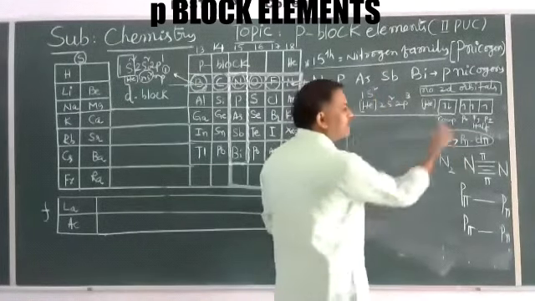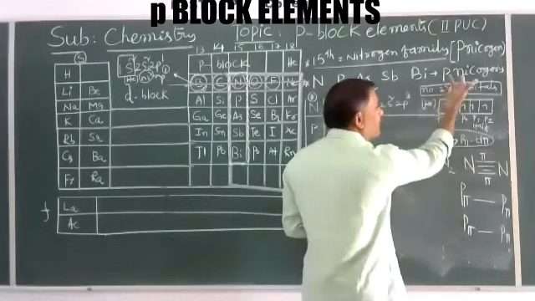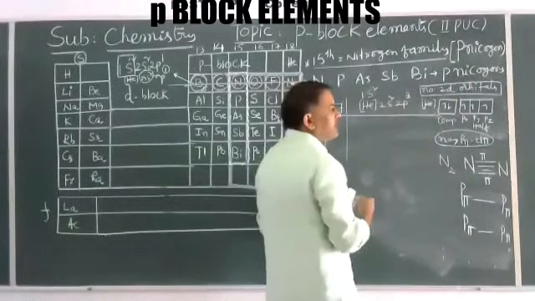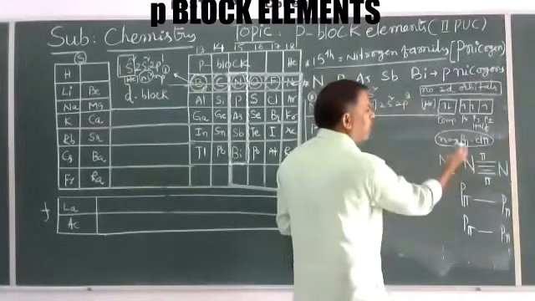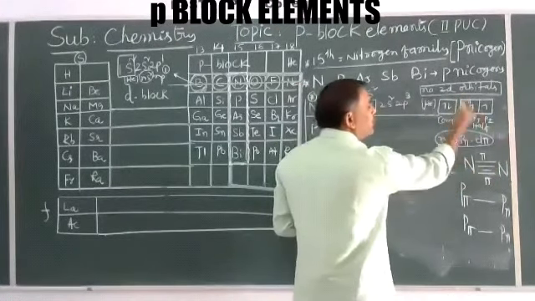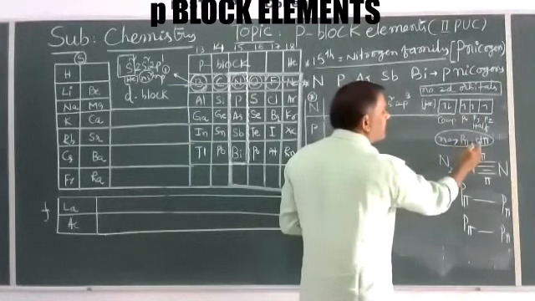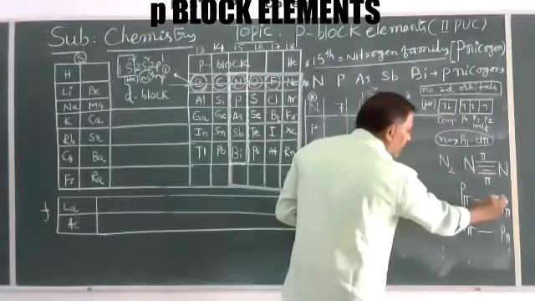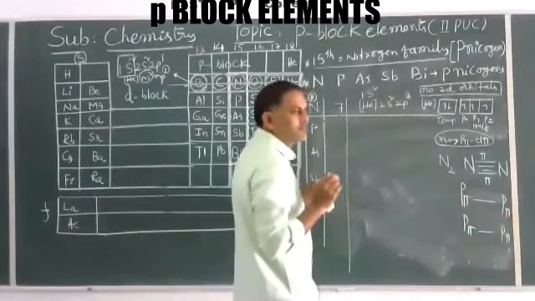Why? There is no d orbital. The 2d is not present in the outermost orbit of the nitrogen atom. That's why it cannot get excited, only up to 2p. That's why it does not form p pi and d pi bonds. It forms only two pi bonds, p pi and p pi bonds only.